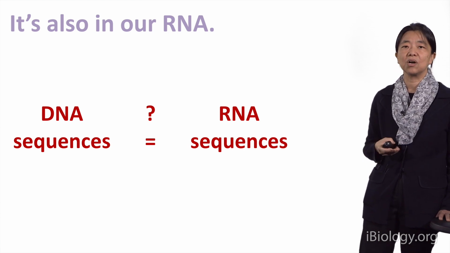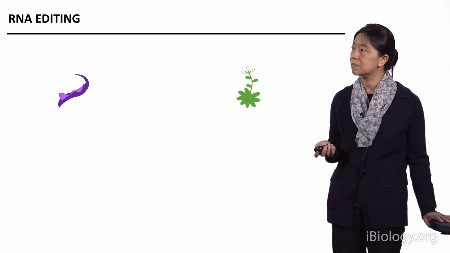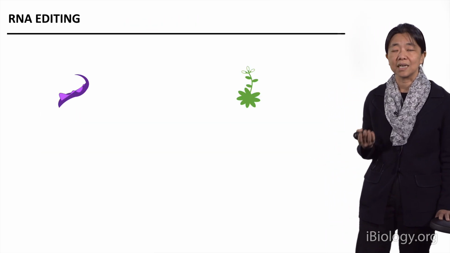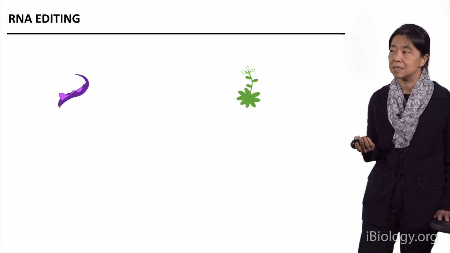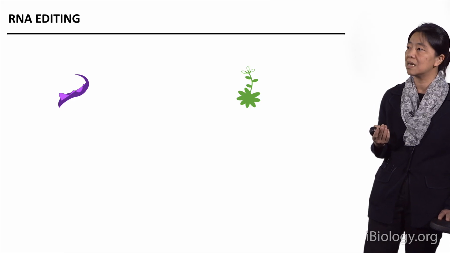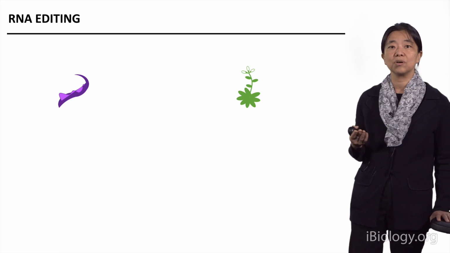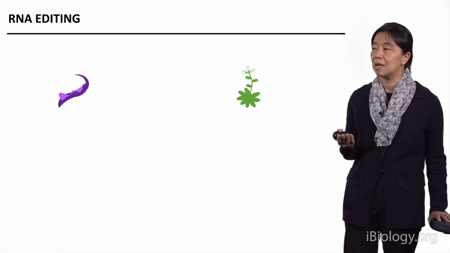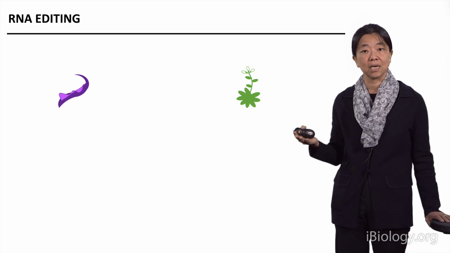Perhaps this is not so surprising if we think about what is already known. The term RNA editing was coined by Rob Benne's group in the 1980s, where they found that there are uridine insertions and deletions in the mitochondrial RNA of trypanosomes. Those RNA sequences were not encoded in the DNA.